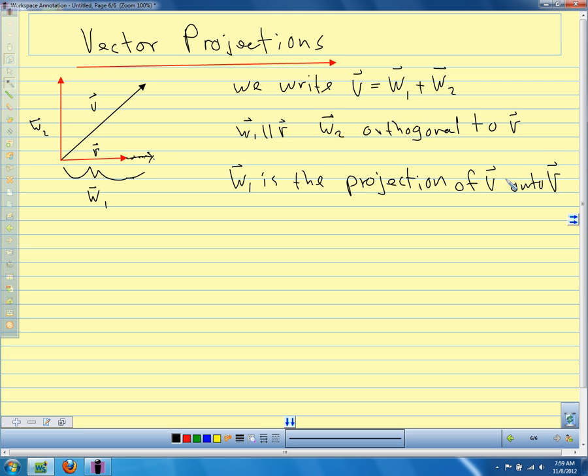So we're interested in vector quantities. These are vectors that we're talking about. We call W1 the projection of U onto V. So we're finding this vector, the component of vector U that is parallel to vector V. So we call it the projection onto vector V. And we write this, the way you see it, as W1 equals the projection onto V of U.